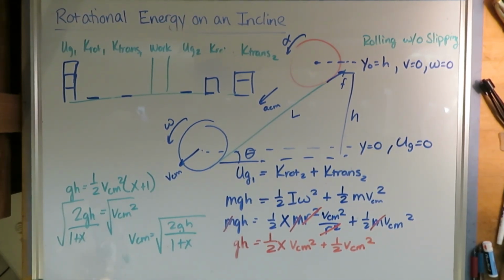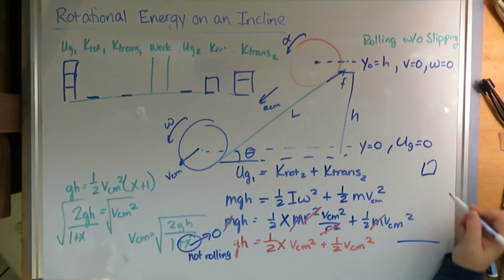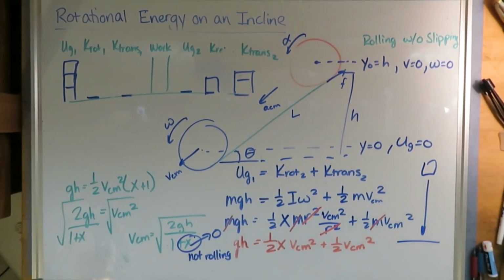Now, if this was not rolling, because it was a frictionless ramp, then this term goes to 0, and you just get that the velocity of the center of mass is the square root of 2gh. This is an amazing value. We've seen this so many times. We saw this in our video yesterday, that if you were to drop an object, then the speed it would have at the bottom is going to equal the square root of 2gh.